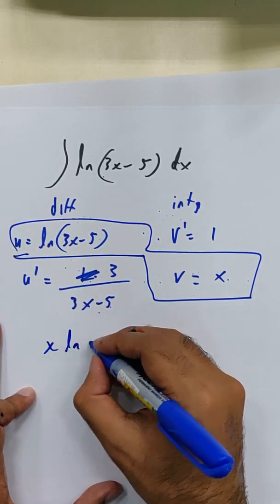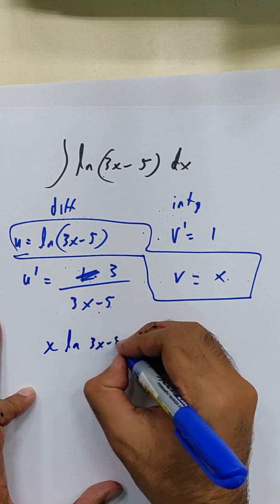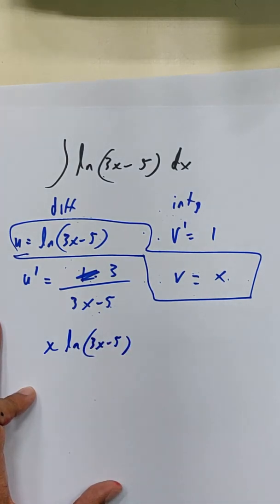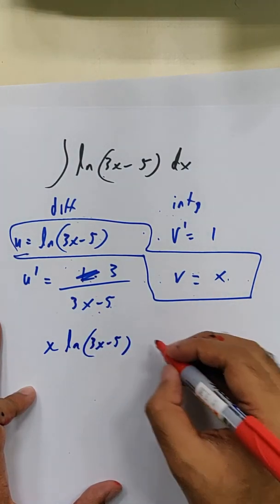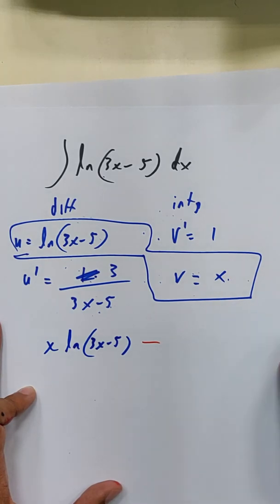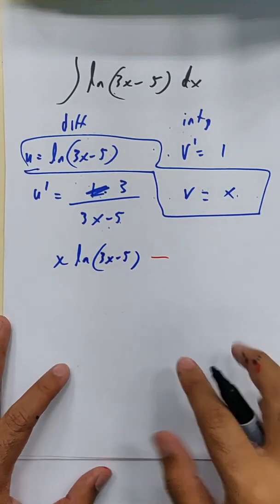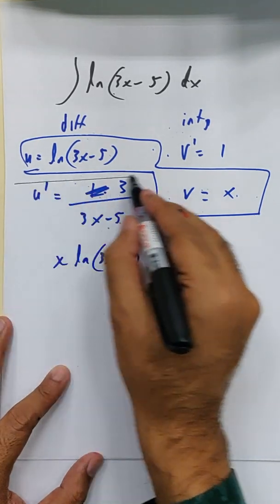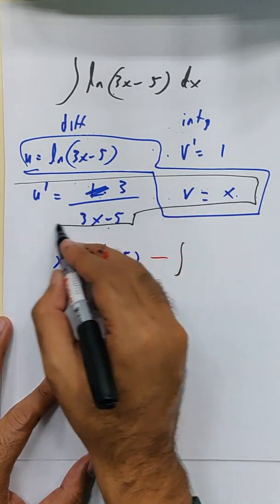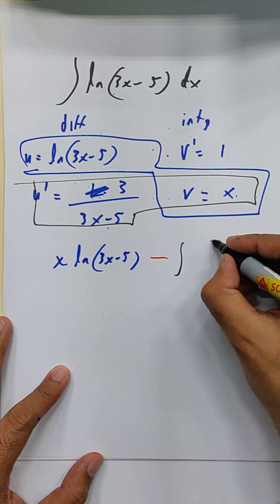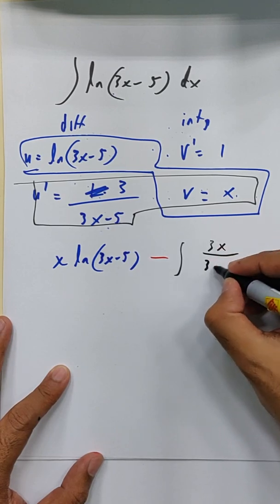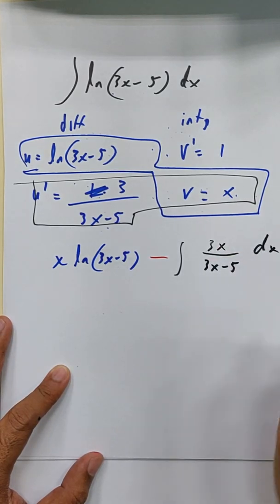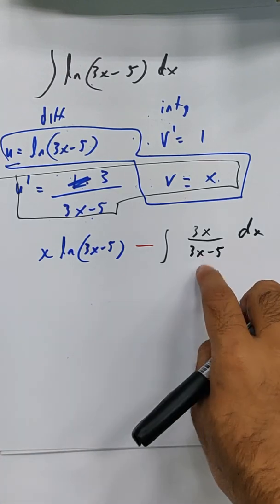x ln(3x minus 5) minus integrate of what? x over 3x minus 5 dx. Are you okay? How do we integrate this one?